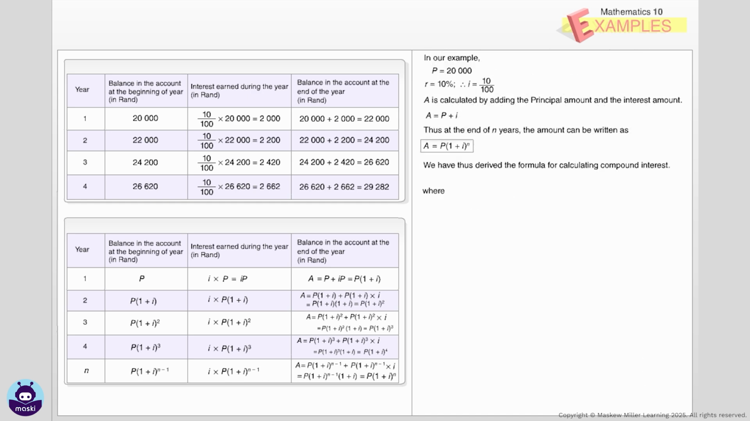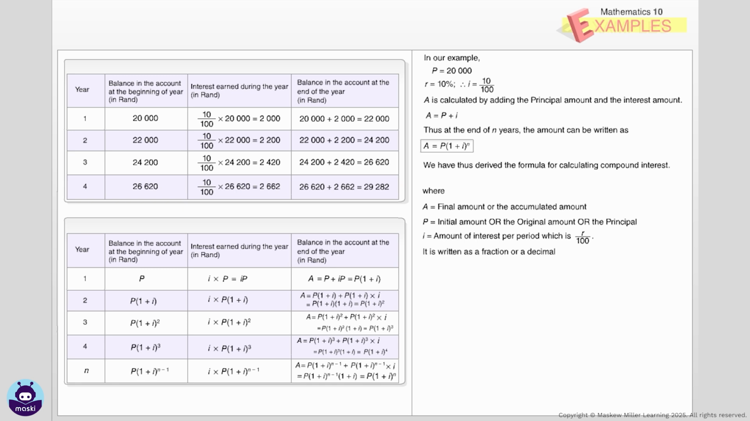Remember what the 4 key variables stand for. A equals final amount or the accumulated amount. P equals initial amount or the original amount or the principal. I equals amount of interest per period, which is R over 100. It is written as a fraction or a decimal.